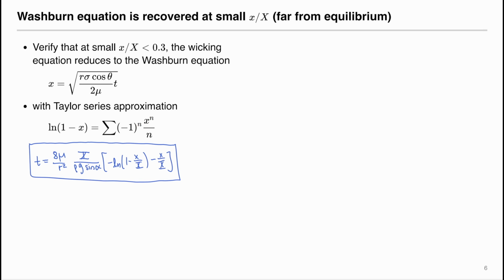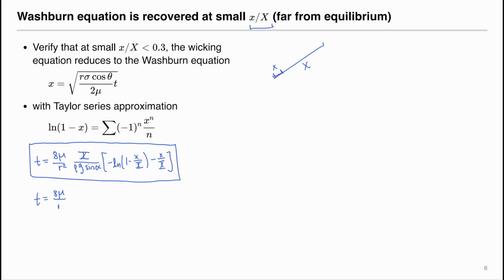Then we can see that at some approximation at the small ratio x divided by X, we'll have recovered the Washburn equation for a horizontal capillary. And when this ratio is small, it means that the whole thing is far from equilibrium. So if big X divided by big X is big... when it's small, then it is far from equilibrium. For example, the whole thing is X, and small x is just a tiny bit of that, so it is far from equilibrium. I use the Taylor series approximation to show that.